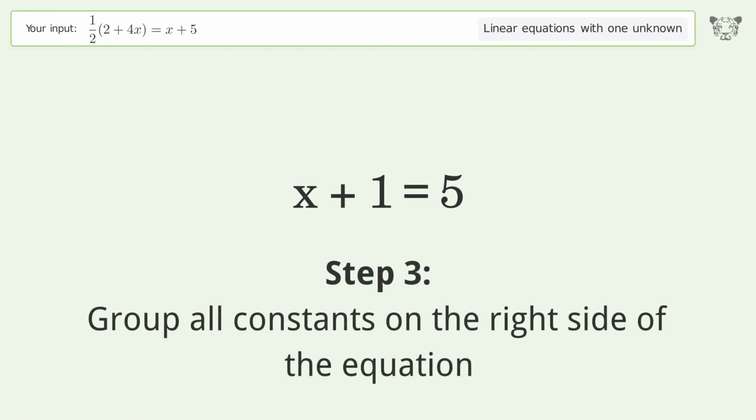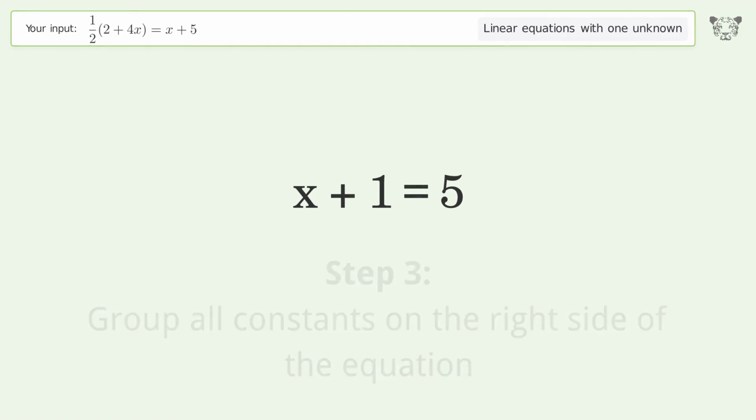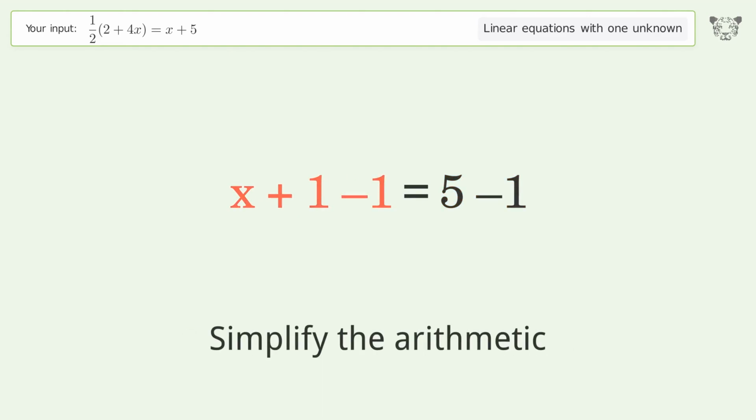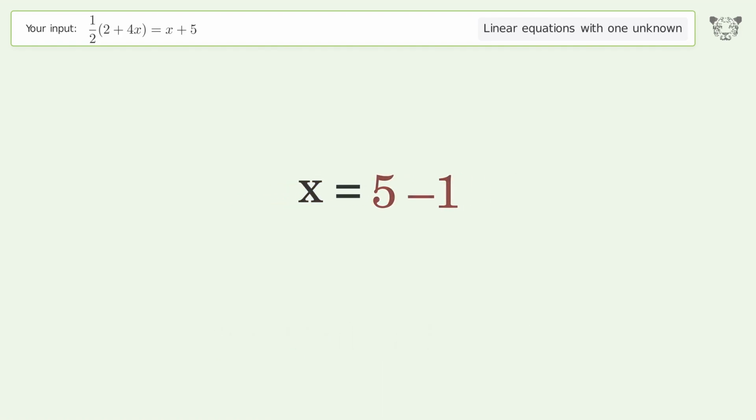Group all constants on the right side of the equation. Subtract 1 from both sides. Simplify the arithmetic. And so the final result is x equals 4.